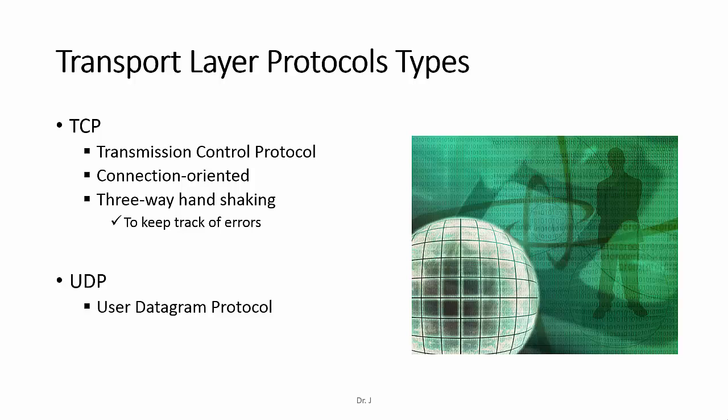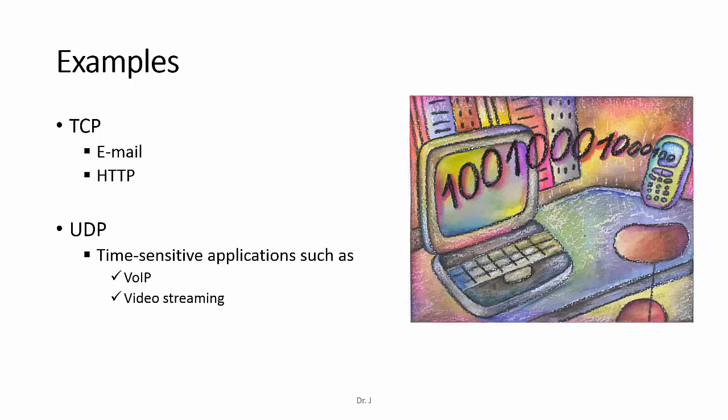UDP stands for User Datagram Protocol, and it is connectionless because it doesn't do error checking or error correction, and sometimes you don't need to do error checking and error correction. This is one of the reasons why you have UDP instead of TCP, although TCP has its own purpose, as you saw. So here are some examples of the use of TCP and UDP protocols.